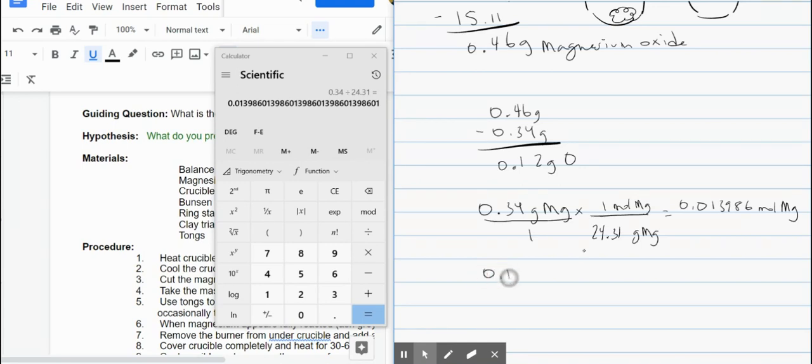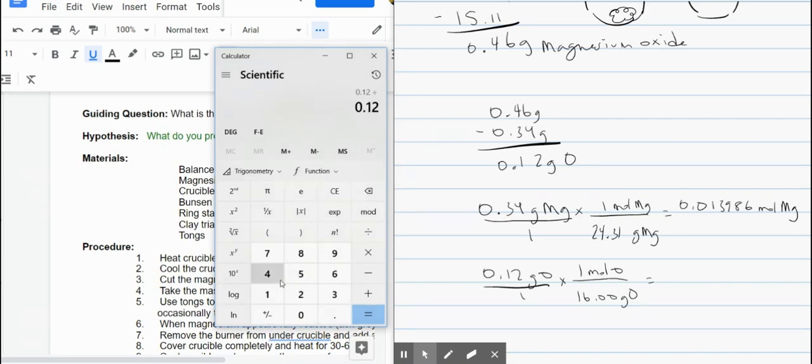And let's find out how much oxygen we had. We had 0.12 grams of oxygen over 1. The molar mass of oxygen, if we look it up on the periodic table, is 16.00 grams of oxygen in 1 mole. And upon dividing, we will find that 0.12 divided by 16 gives us 0.0075 moles of oxygen.